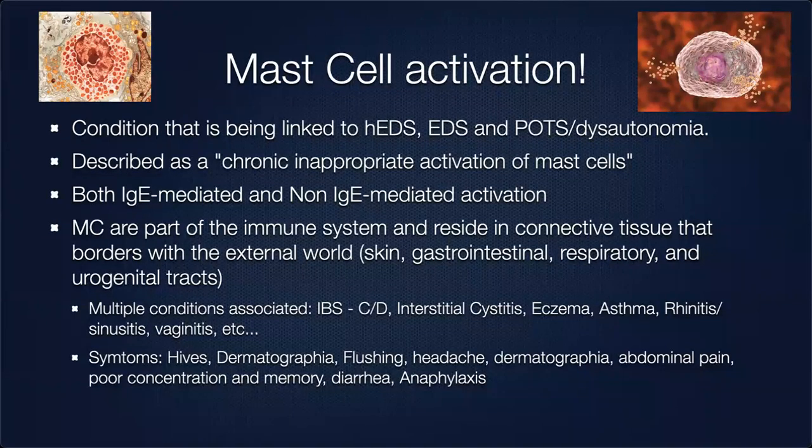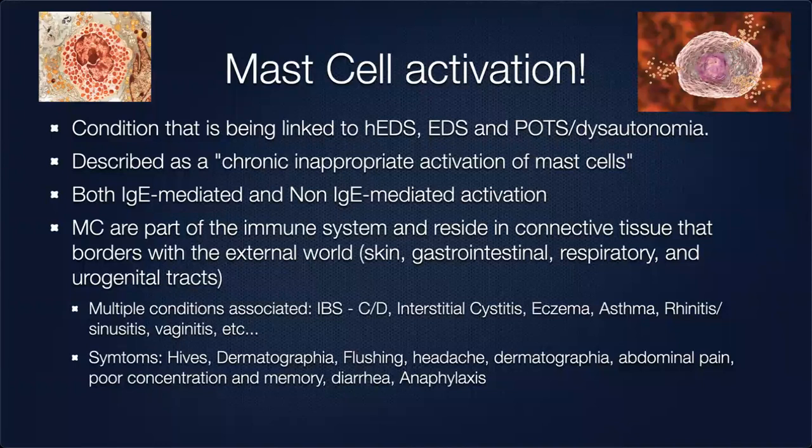Mast cell activation. So this is technically MCA, and a lot of the time I will be referring to it more as MCAS, mast cell activation syndrome. So mast cell activation is very commonly linked to all of the Ehlers-Danloses, and is very common with people who aren't necessarily hypermobile. It's linked to hypermobile EDS, hypermobile spectrum disorders, and POTS. So the best way to describe it is chronic inappropriate activation of mast cells. So not always having a good reason why they might be activated, but that they end up activating anyway.